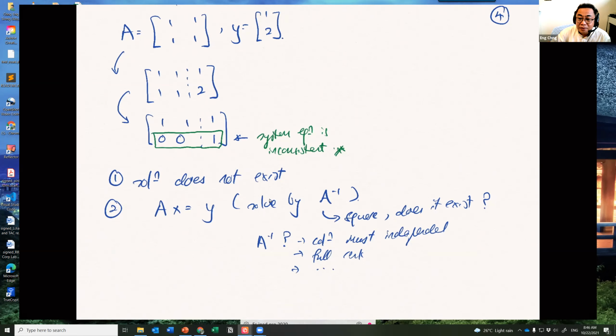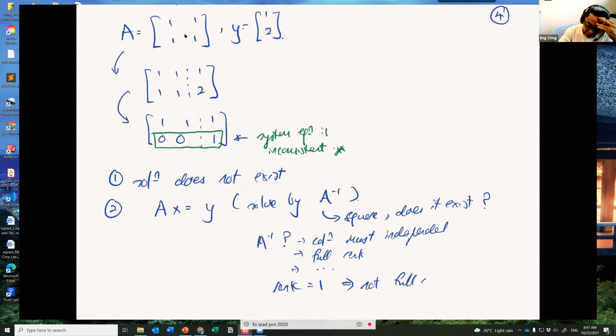So in this case, it is obvious that the first column and the second column are dependent. First row and the second row are identical, they are dependent. So this is only rank 1. The rank of the matrix in this example is 1 because there's only one independent column or row. So this is not full rank.